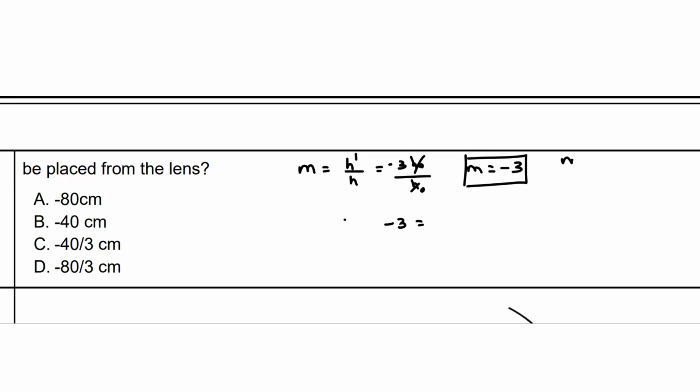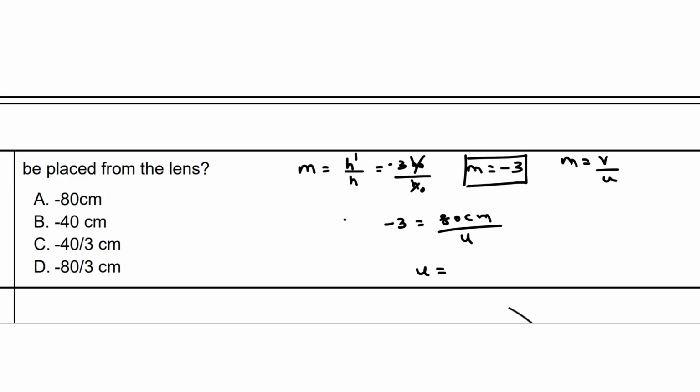Okay, what is the formula? M is equal to v by u. V they have given to be 80 centimeter, so divided by u. They have asked what is u. They have given 3 different options, so let us rearrange this equation.